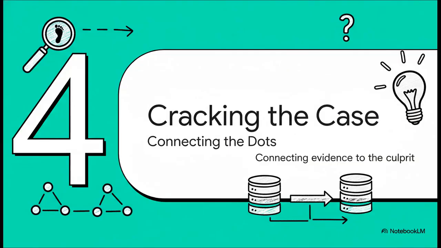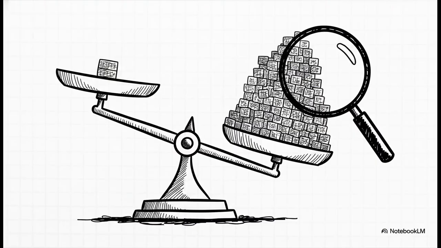So, we've got our clues from Profile, and we have our list of suspects. Now it is time for the final act, connecting the evidence to the culprit and finally solving this case. This, right here, is what we're looking for. This is the smoking gun in almost every performance investigation.